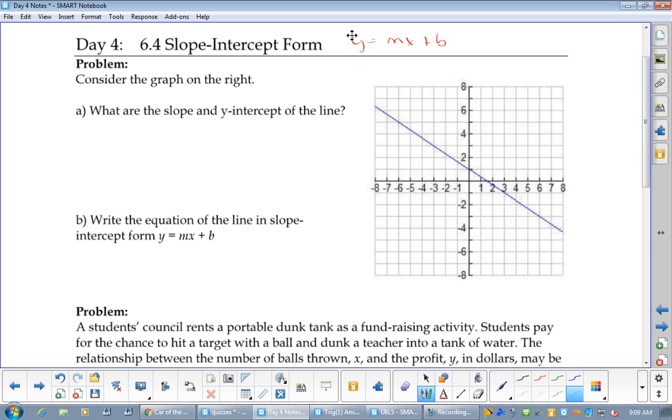Okay, you're doing your quiz backwards. I gave you the equation, asked you to draw the graph. Here's the graph. Do the equation.